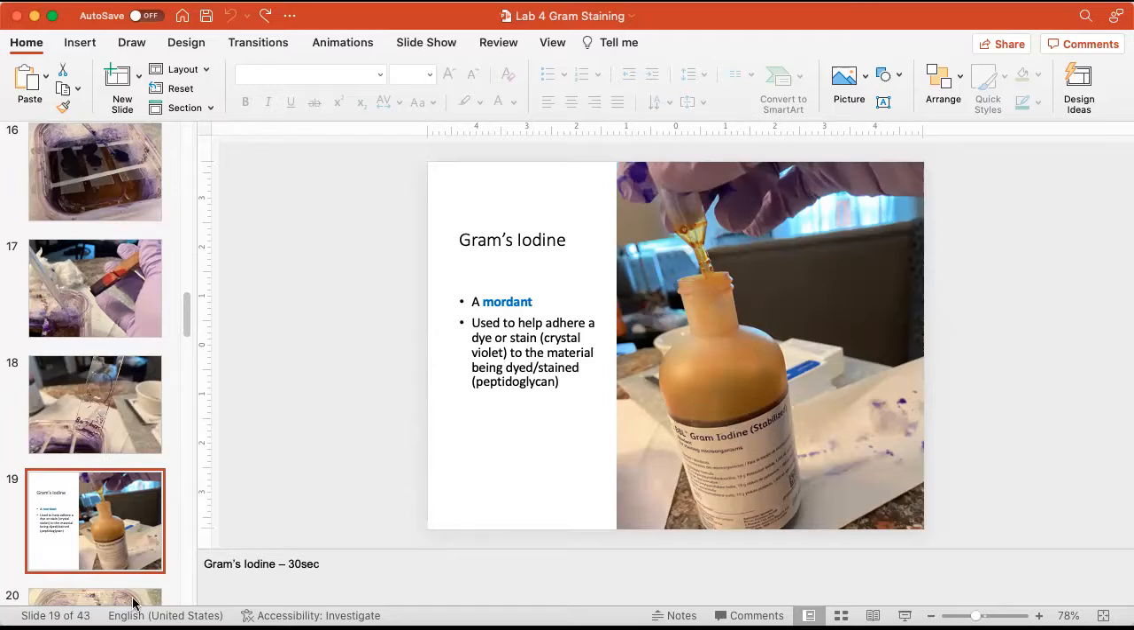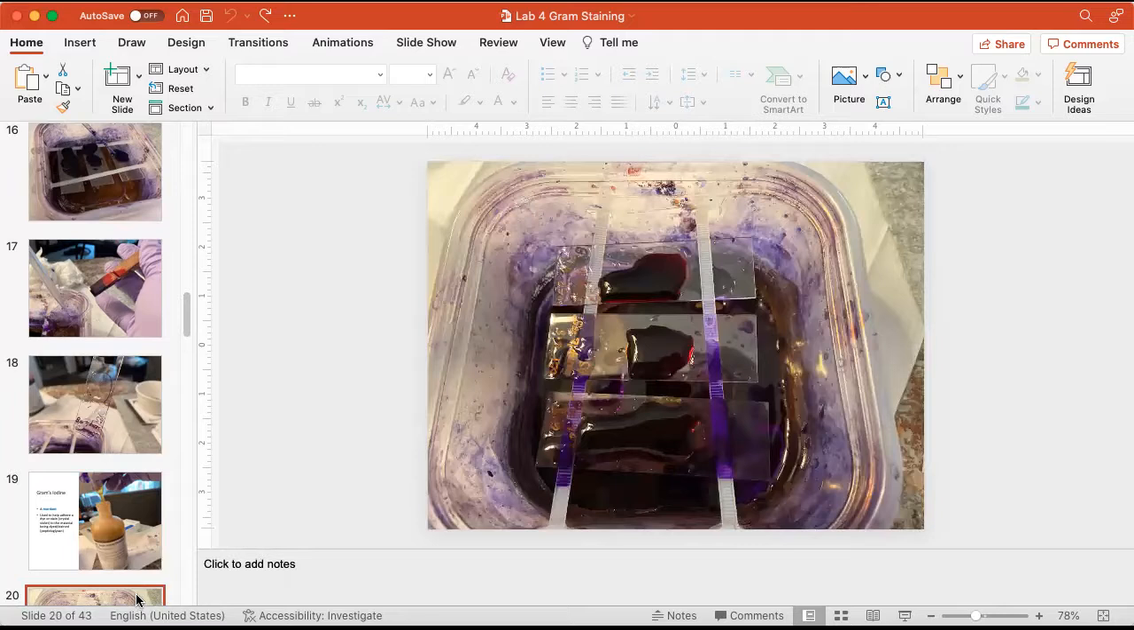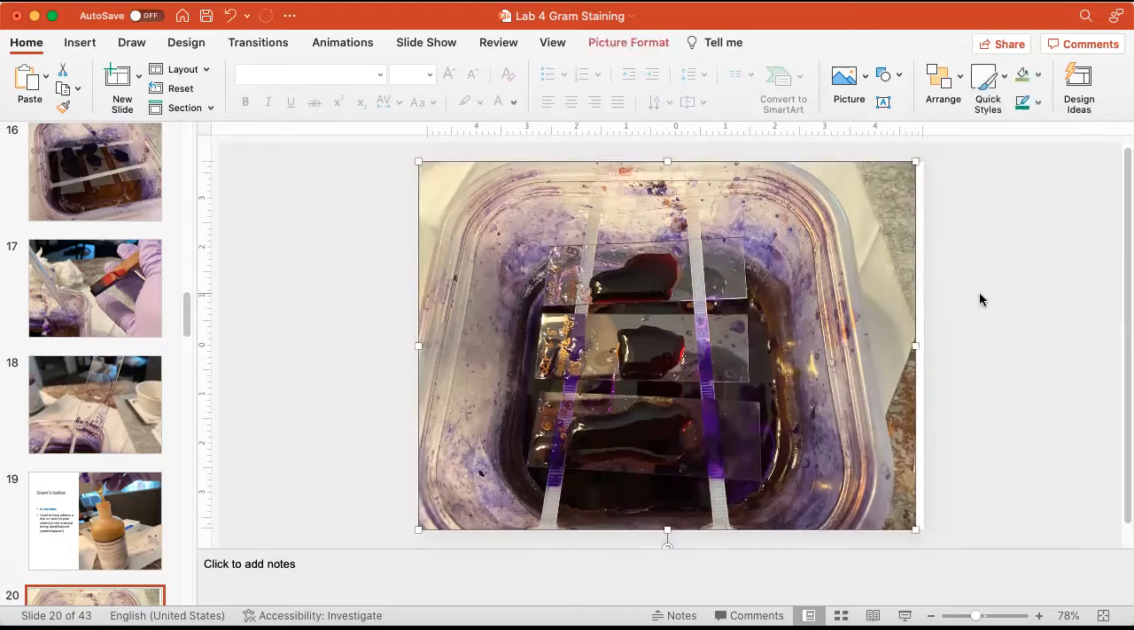Gram's iodine, just like crystal violet, is going to stay on top of the smear for about 30 seconds. And that's what you're seeing here. Like iodine that you would use as an antiseptic, it has this deep amber brown color. I'm just going to lay a nice heavy puddle of it over my smears. Notice my slides are still wet from the rinse I gave them. That's fine. That's not going to interfere with anything.